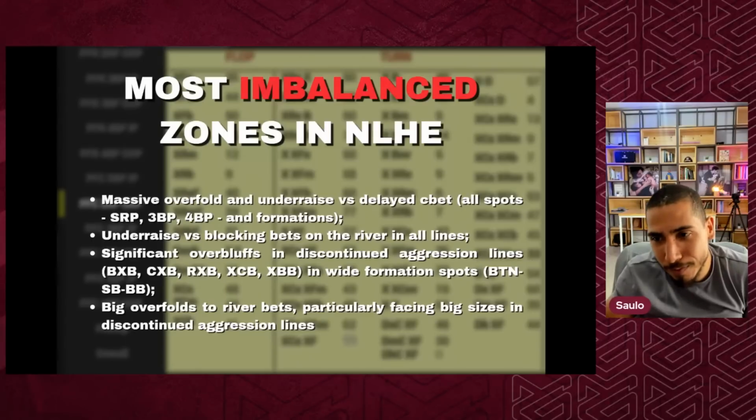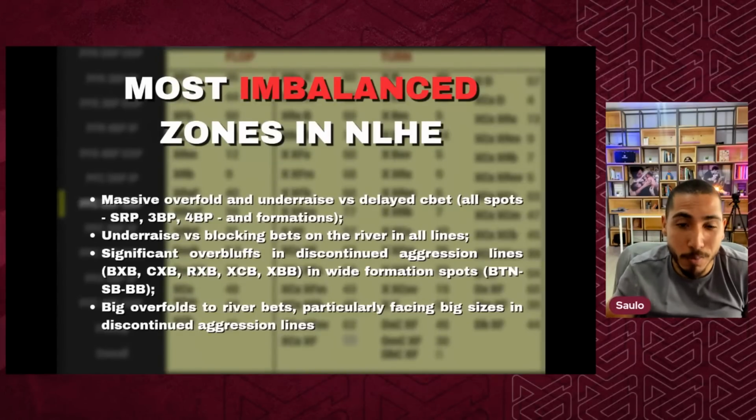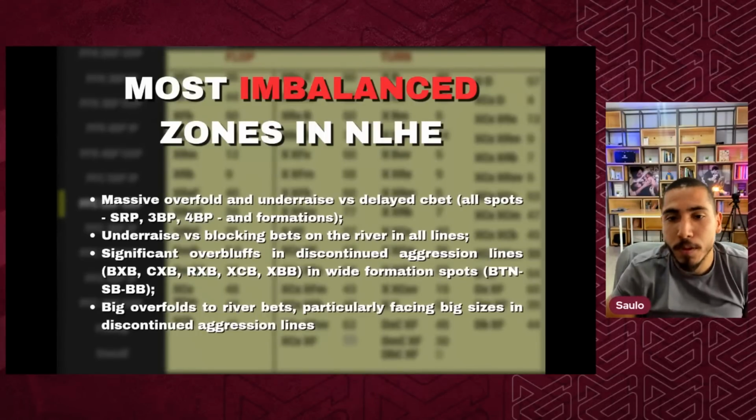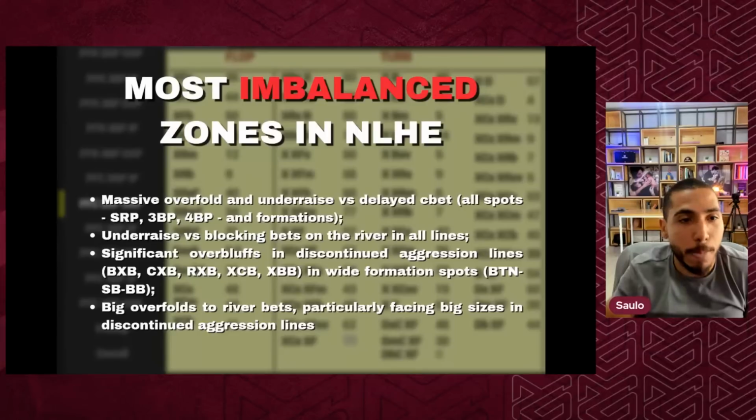Then you have significant overbluffs in discontinued aggression lines. Like, say a discontinued aggression line, there will be an overbluff, but for wide formation spots. I'm talking particularly about button, small blind, big blind, where ranges are super wide. So you have these lines like bet check bet, call check bet, raise check bet, check call bet, check bet bet. You take a look at how much people bluff, you take a look at how much they are allowed to bluff for that sizing, it's more than they should. So they have this deviation. You can make money off that deviation. You just have to build the model. Then go ahead, build the model.